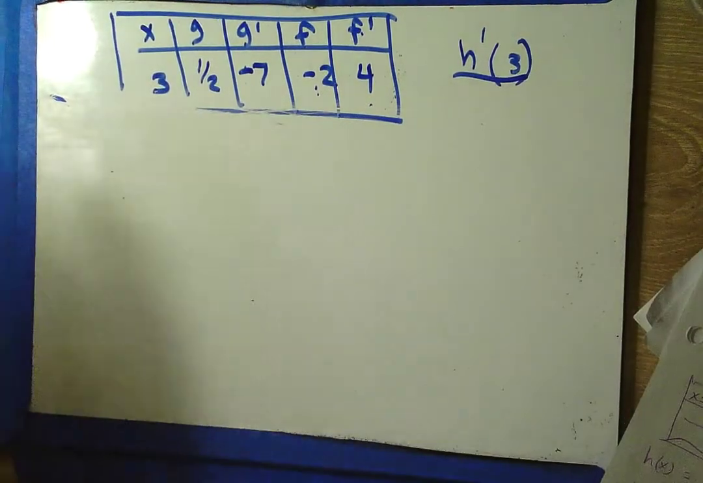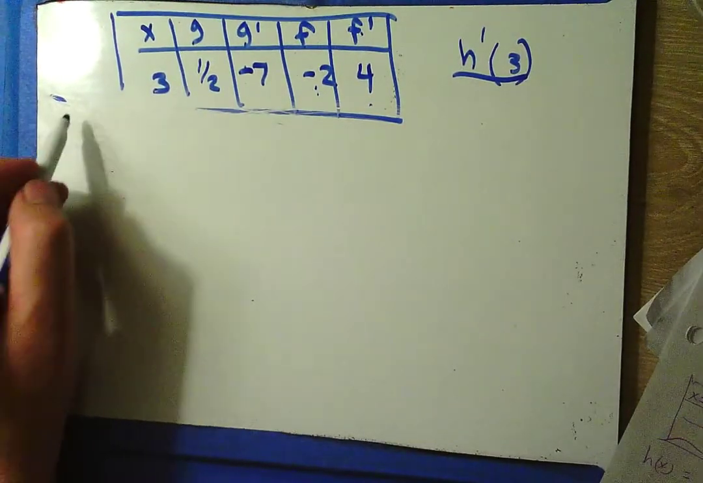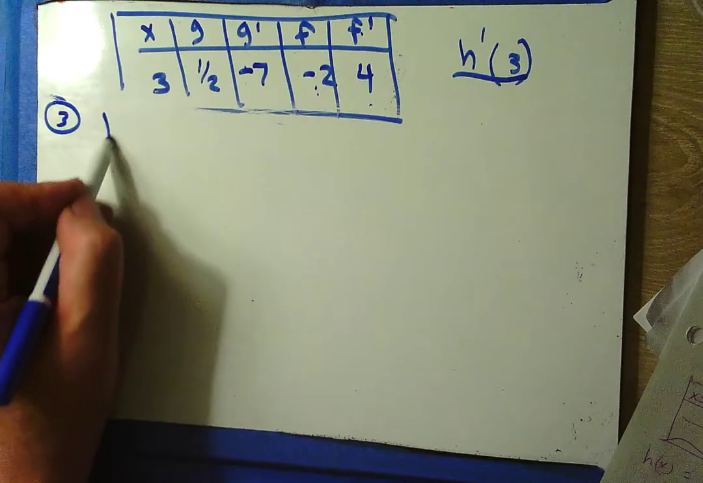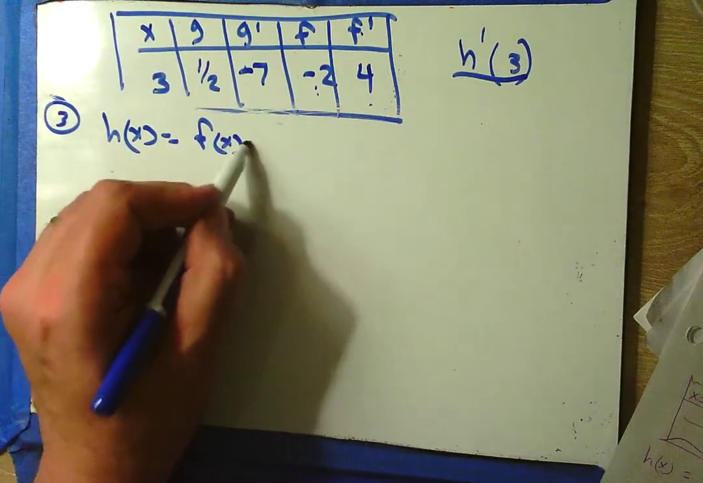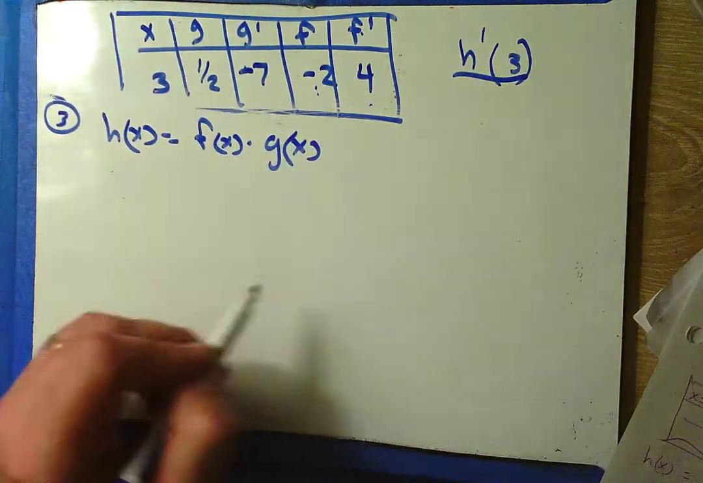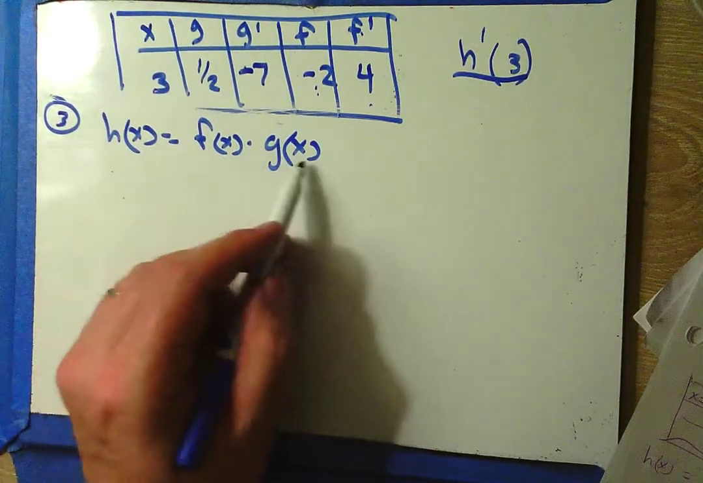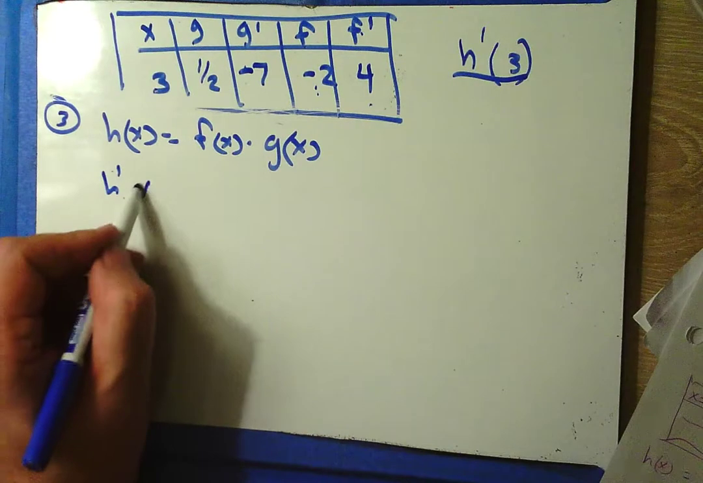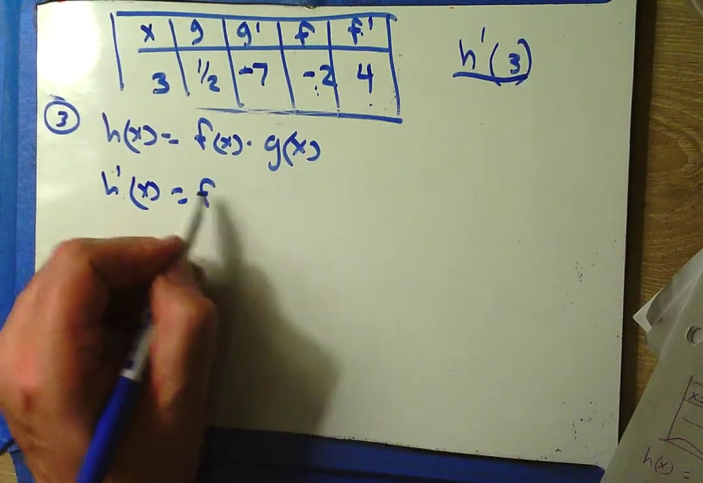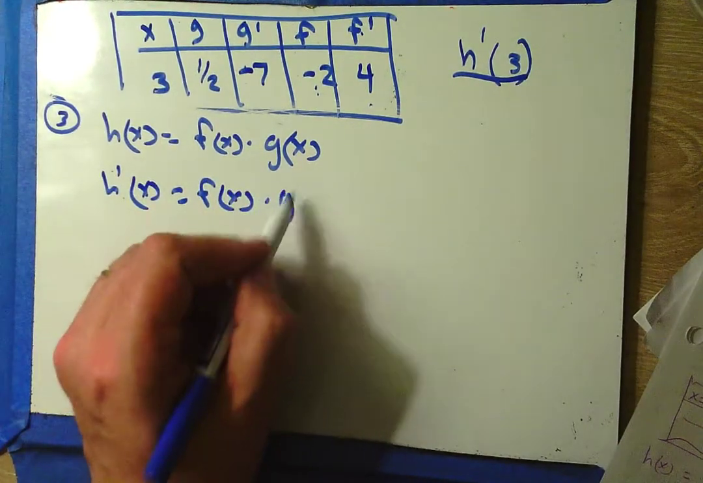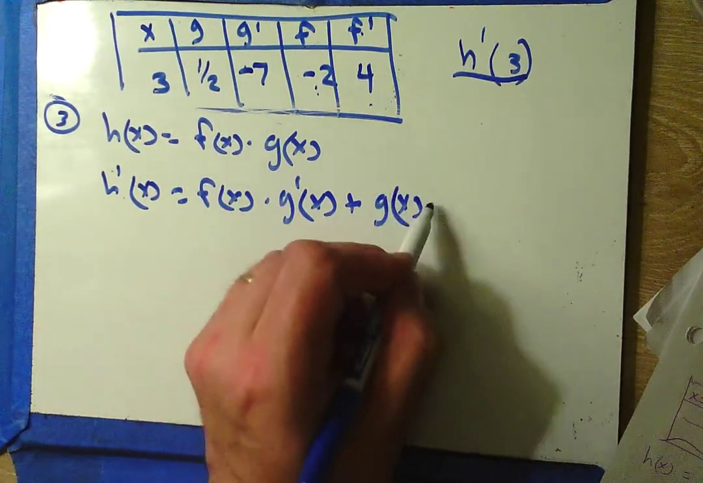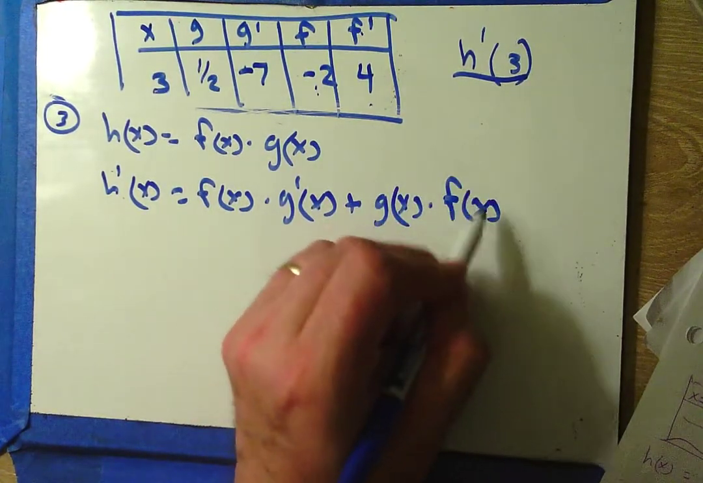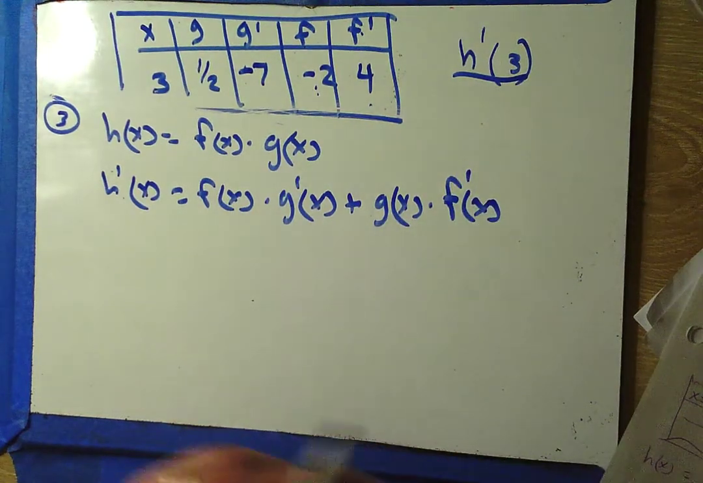How about this one? 3. h of x equals f of x times g of x. Well, here we have a product rule. So h prime of x is going to be f of x times g prime of x plus g of x times f prime of x. You really need to know the product rule.